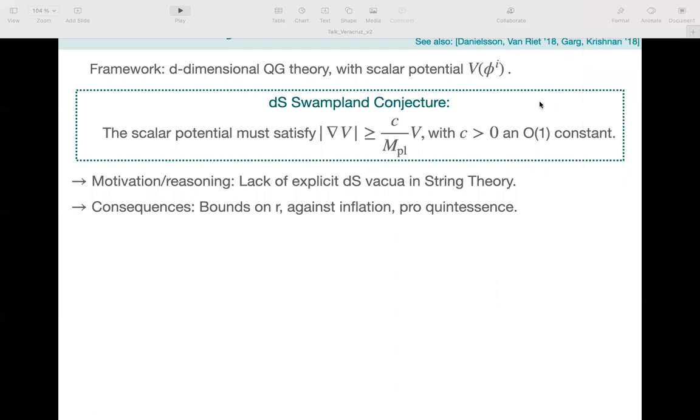The clear implication is that since there is no de Sitter extremum, this is... Question. Yes. What is quantum gravity theory?